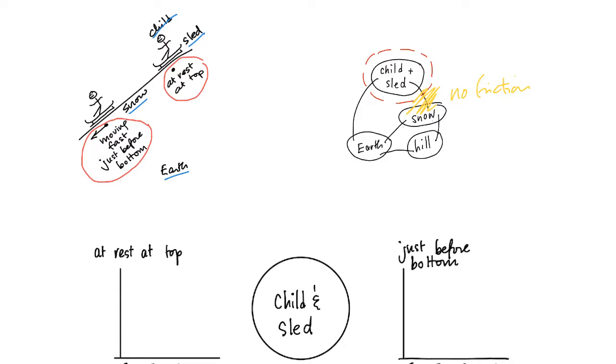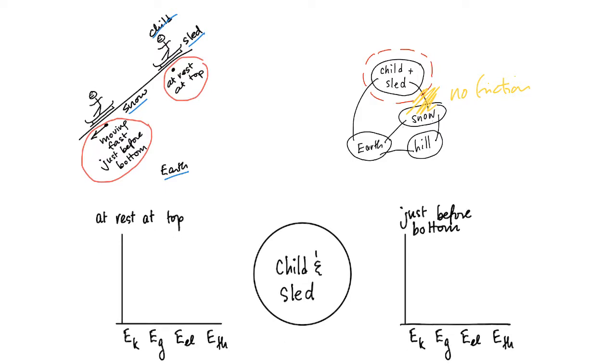You want to draw a circle to represent the system, and you want to put inside the circle what your system is. So just like in my system schema, I've got the child and the sled, and then you want an L for the first instant, which is at rest at the top. See, I've labeled that here, at rest at the top. And then you want another L for the last instant, so just before the bottom. And then I've written down every single kind of energy we could possibly have underneath the L's, because these are the categories we're considering.